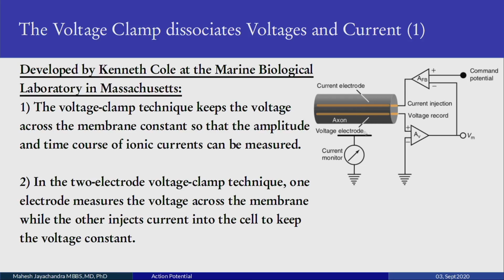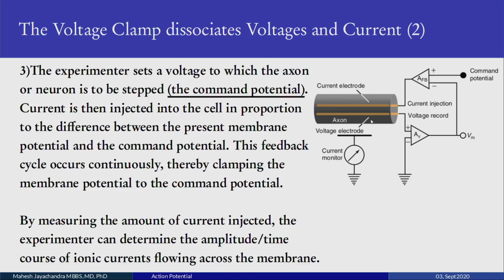In the two electrode, the classic voltage clamp technique, one electrode measures the voltage across the membrane while the other injects the current to keep the voltage constant. The experimenter sets up the voltage where the axon should be held. This is the command potential. Current is then injected into the cell in proportion to the difference, the delta, between the present membrane potential and the command potential. This occurs continuously, therefore clamping the membrane potential to the command potential.